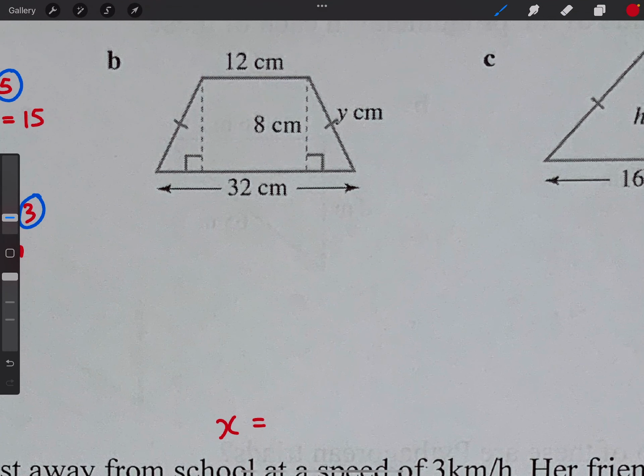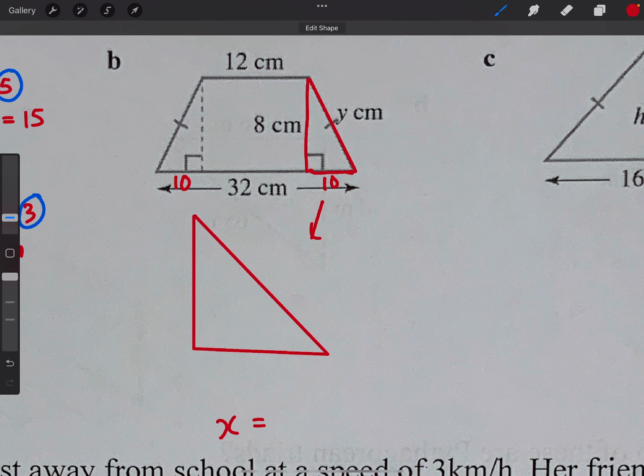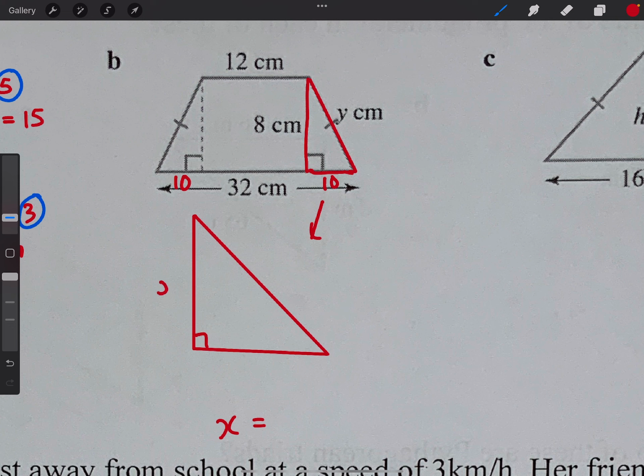Okay, so this is going to be 10. This is going to be 10. So let's look at the triangle on the right. I'm going to redraw this triangle. You have 8 and 10.